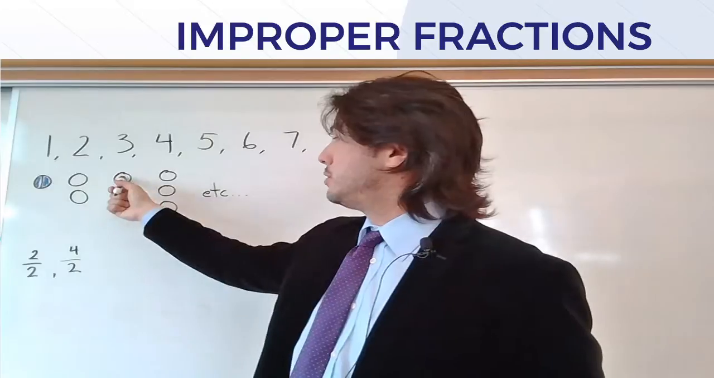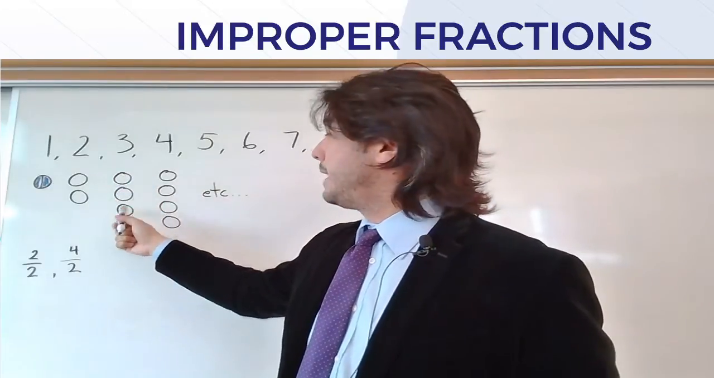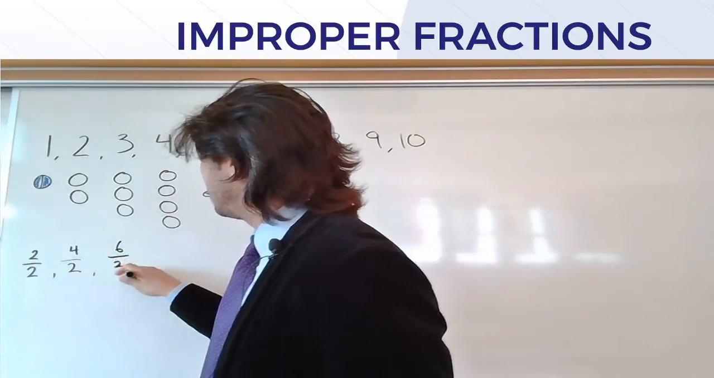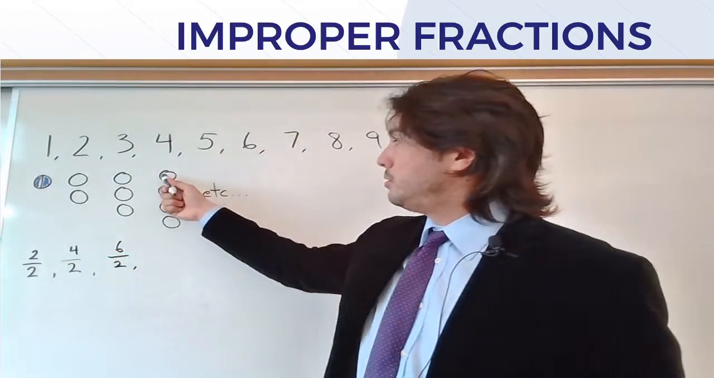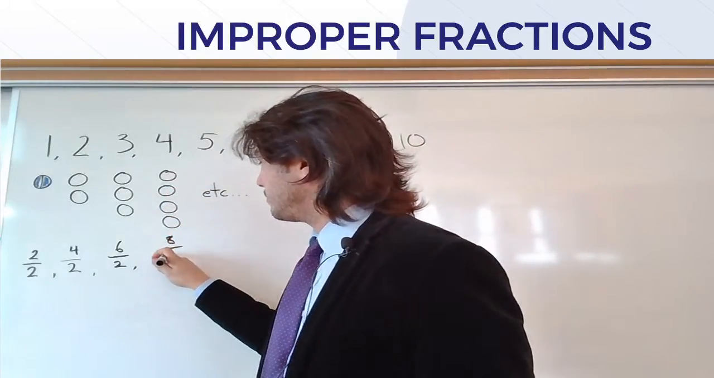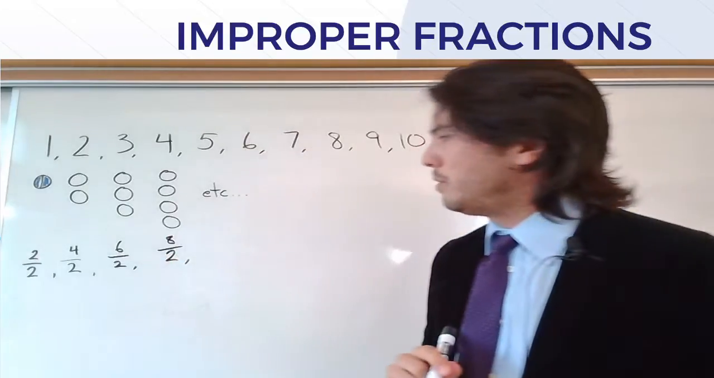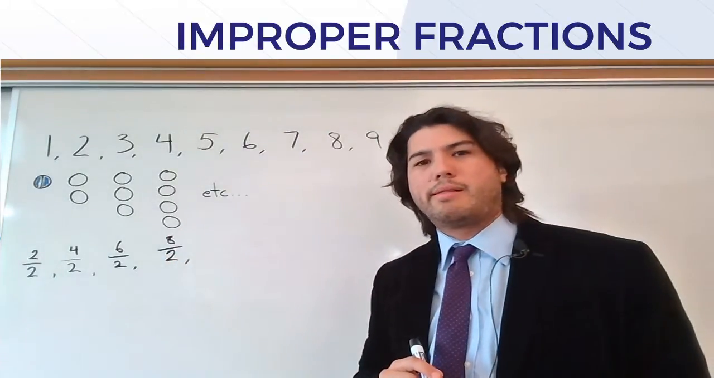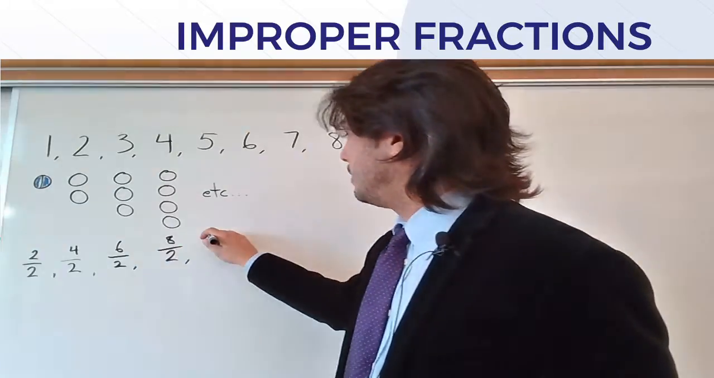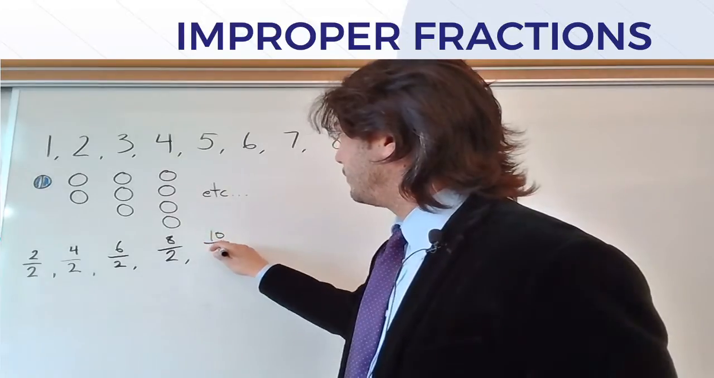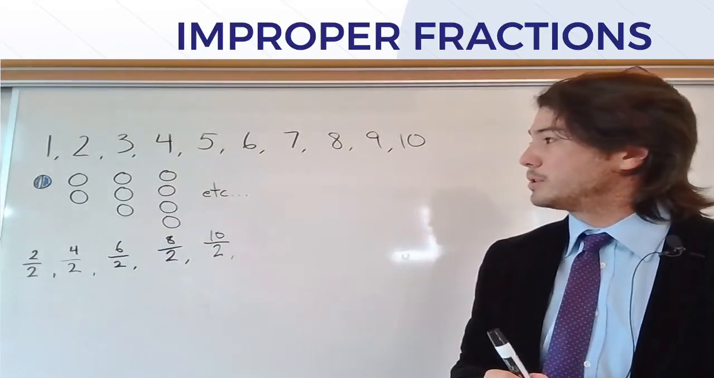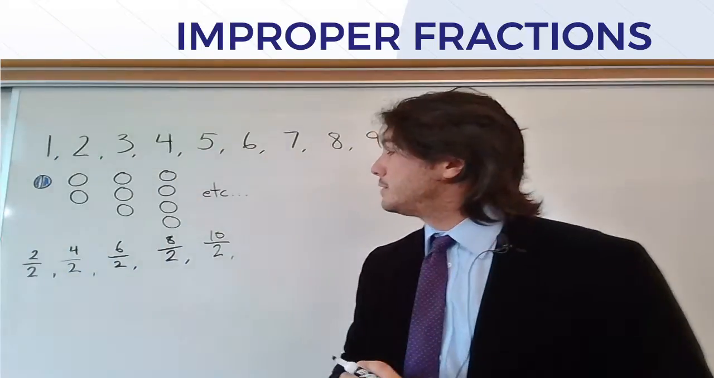Let's do it again. 2 halves plus 2 halves plus 2 halves, 2, 4, and 6 halves. 2, 4, 6, 8 halves. And so on. What would the next one be then? 2, 4, 6, 8, 10 halves is equivalent to 5, right? 2, 4, 6, 8, 10. Two halves in each piece.